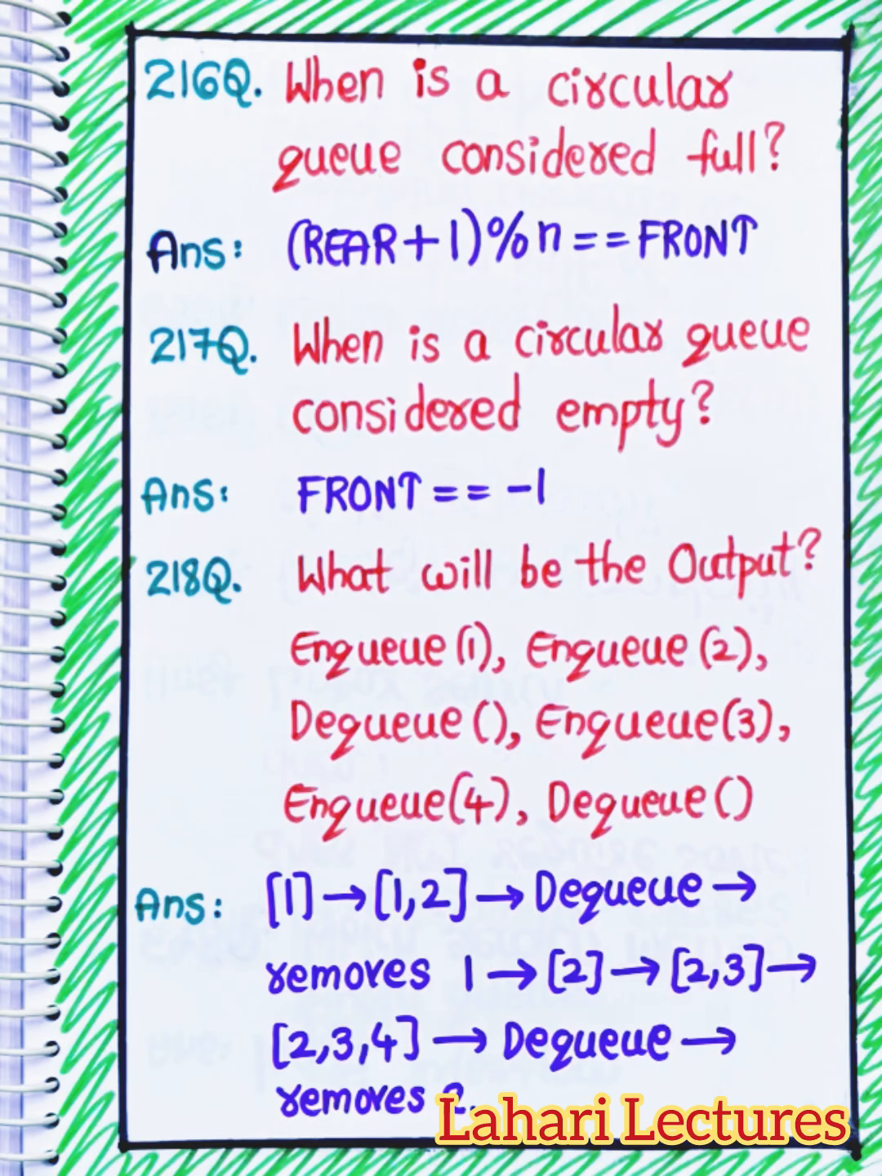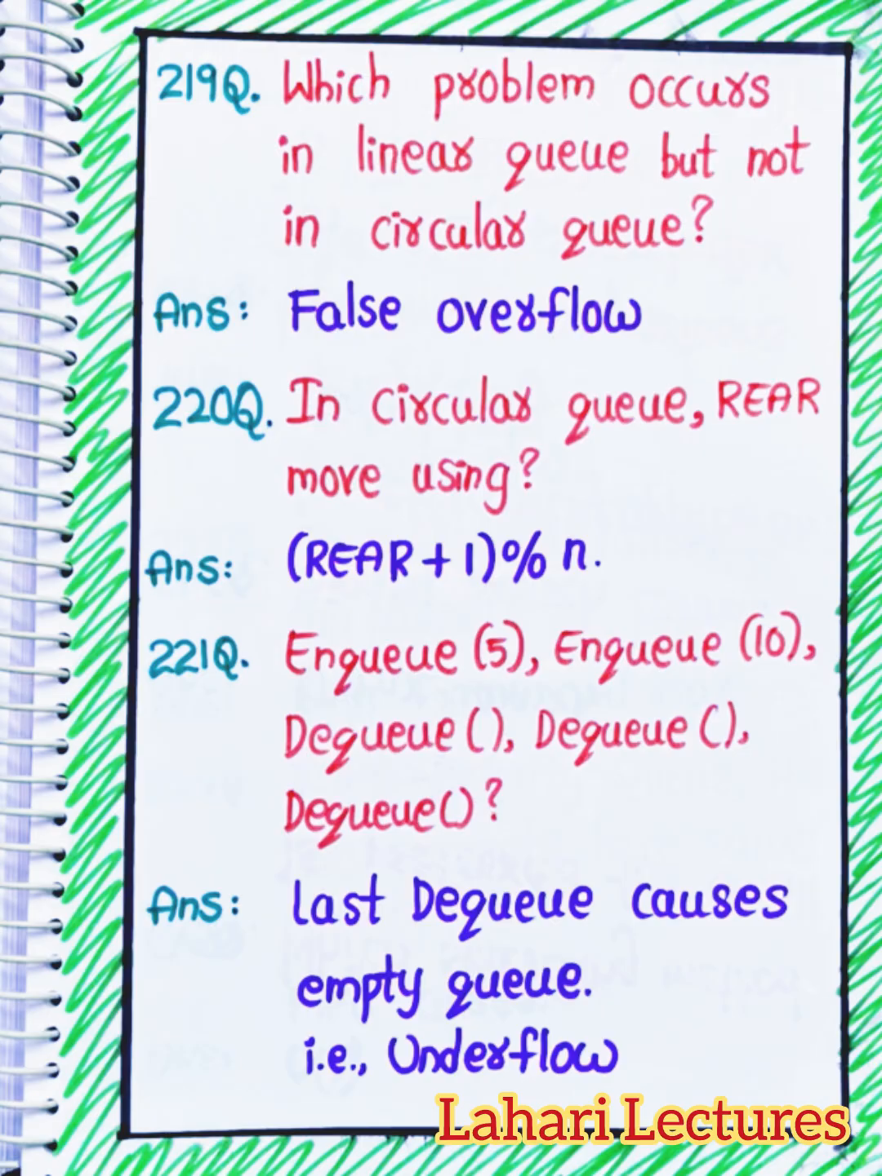NQ1, NQ2, DQ nothing, NQ3, NQ4, DQ nothing. So here is the answer 1, 1, 2, DQ removes 1, 2, 2, 3, 2, 3, 4, DQ removes 2. Which problem occurs in linear queue but not in circular queue? False overflow. Next question, in circular queue, rear moves using rear plus 1 percentage n.